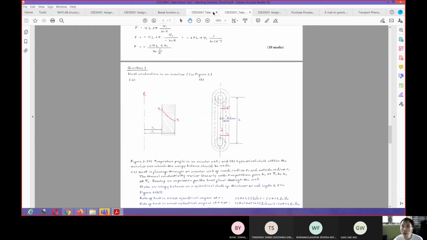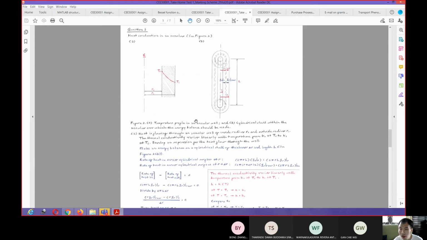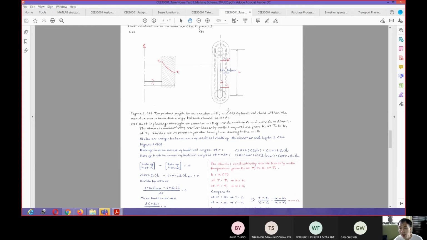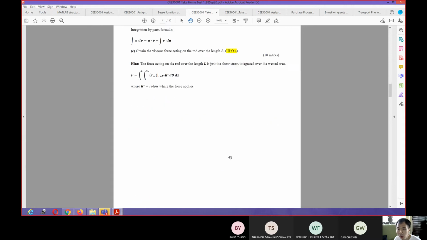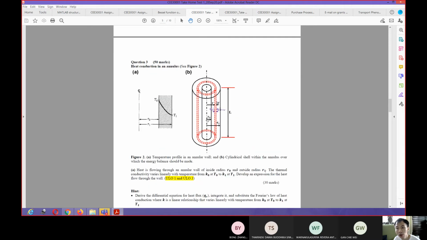Okay, then we continue to question 3. For question 3, instead of asking you to derive and solve from the differential equation, I'm asking you to derive from first principles. For this particular problem, there is no heat production or consumption, so there is only heat in and heat out. The shell element has been given. I already drew clearly what is going in and what is going out.